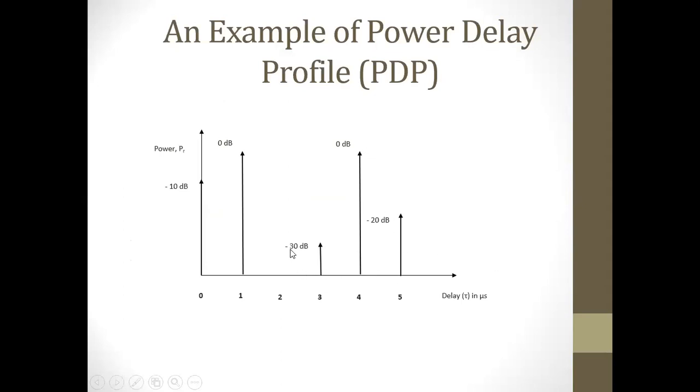By the way, you can quickly convert to the real power from dB values using a trick. The trick is divide it by 10, then put the result as the power of 10. Like you have here minus 30. When you divide by 10, you get minus 3. Then use this minus 3 as the power of 10. 10 to the power minus 3, that's 0.001. So you have 0.001 milliwatt here.